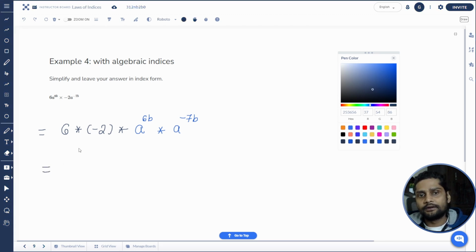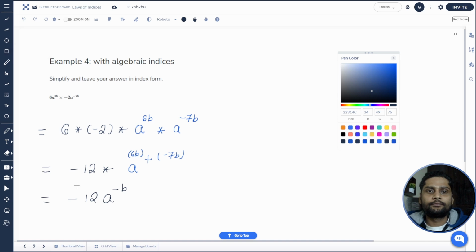But before that, let's multiply their coefficients. There is no problem. And then after we have got these exponential terms, we need to add the two exponents that we have. The first exponent is 6b. The other exponent we have is negative 7b. Now we have to perform simplification. So you guys know that we get negative 12 times a raised to the power of 6 minus 7, which is just minus 1, so we get minus 1b. So we can write it like this: minus 12 times a raised to the power of minus b is the answer.